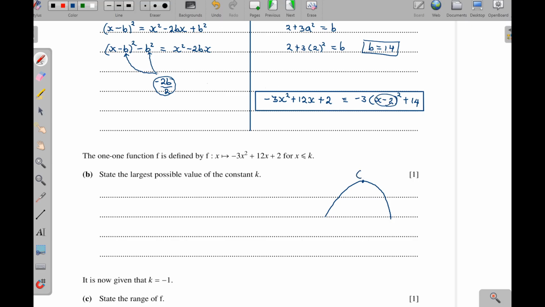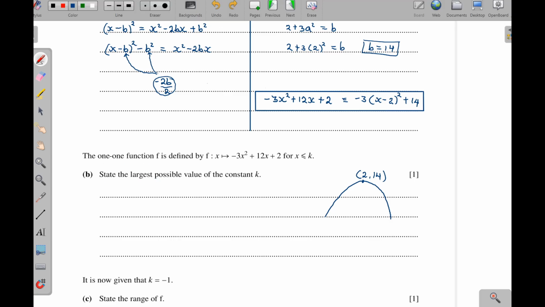You just get this one equal to 0, you get the x coordinate, which will be a 2, and then the y coordinate will be that 14 outside there. Okay, so all values of y are actually less than 14. 14 is the maximum. So because it is an n-shaped curve, then it has what we call the maximum point.